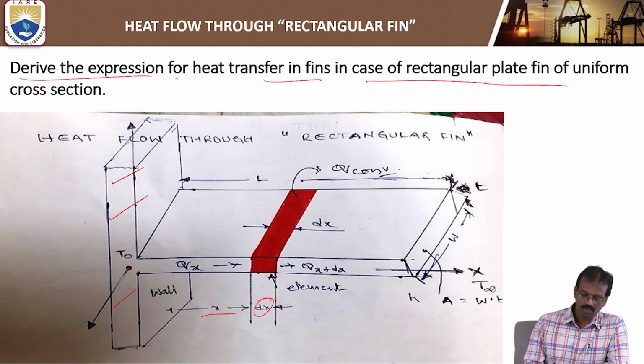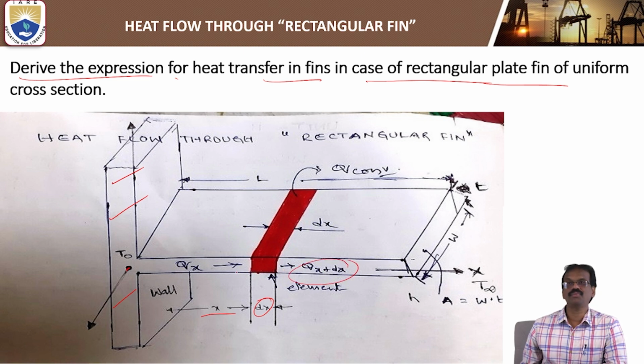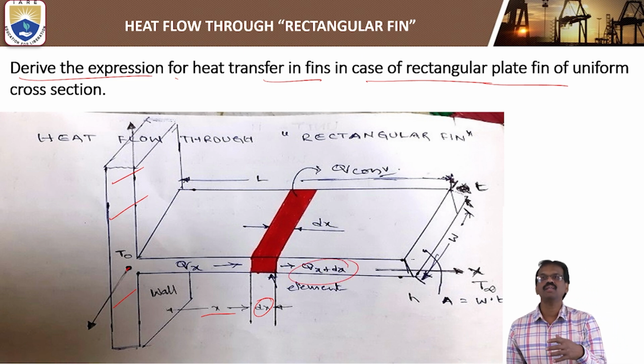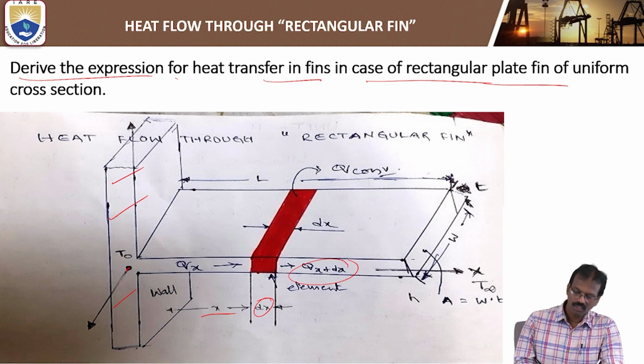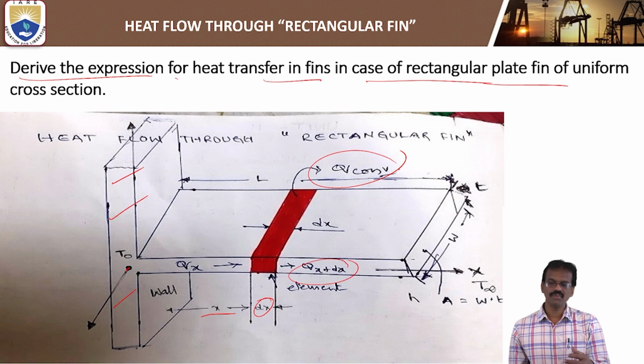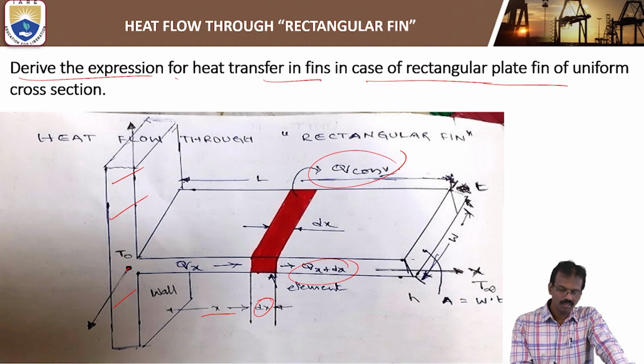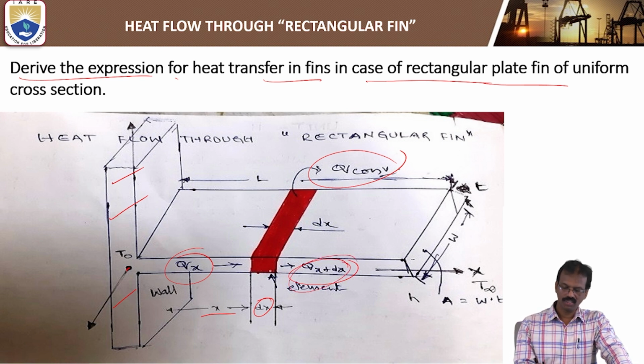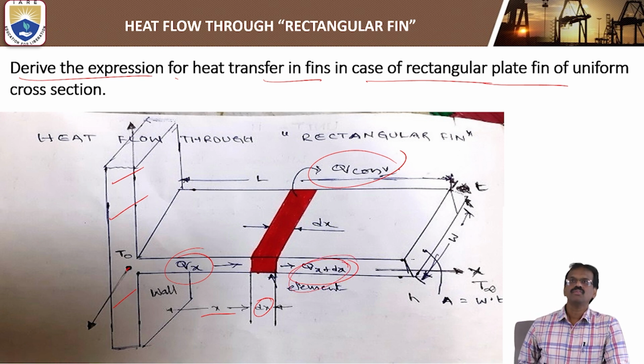So qx is the rate of heat entering into the element, and qx plus dx is the rate of heat leaving from the element by the conduction process. Similarly, q convection is the rate of heat leaving from this elemental area through the convection process. It means the qx, the rate of heat entering into the element, is dispersed through two modes. One is the conduction process, another one is the convection process.